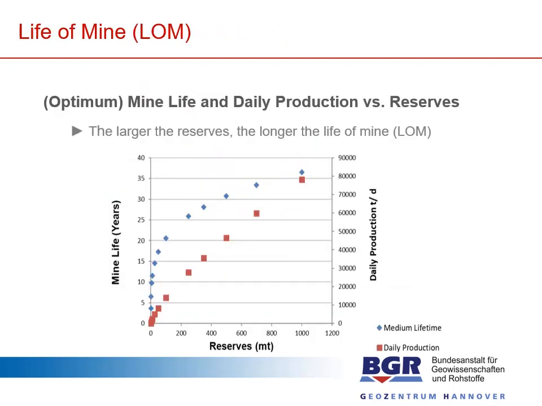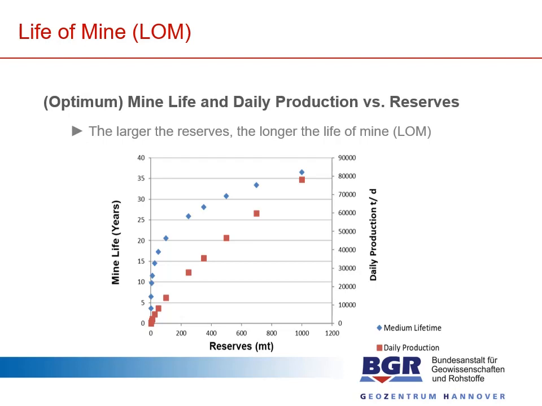When you have a reserve in the ground, you will of course now have to estimate what is the optimum daily production or the optimum annual production for this reserve. And you can determine this by having a look at other mines, because there usually is an optimum of production that then translates into the life of mine. And the larger the reserve, the larger of course also the daily processing and the processing facility in general, but also the larger the reserves, the longer is the life of mine. And this can be calculated by certain formulas that I will show you in the next slide.